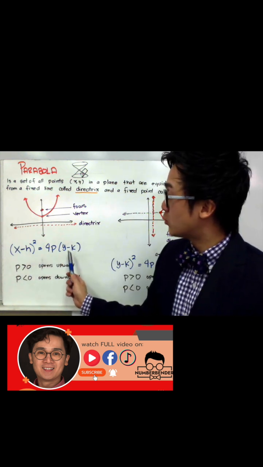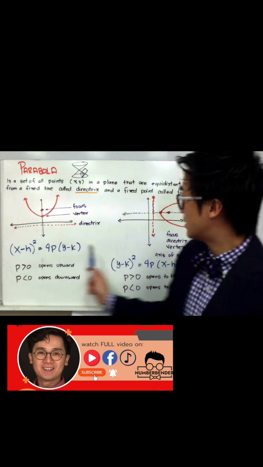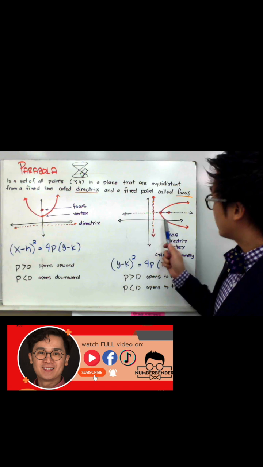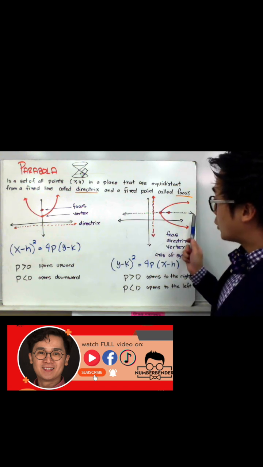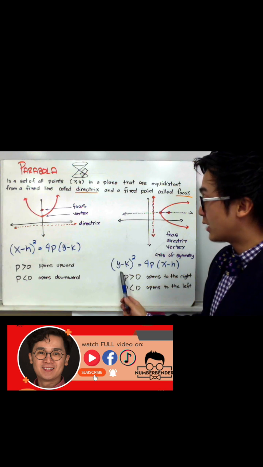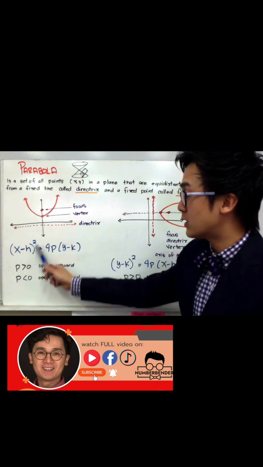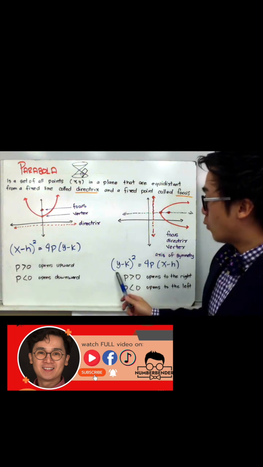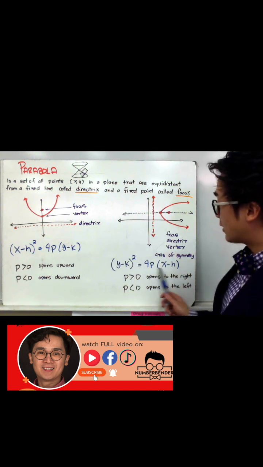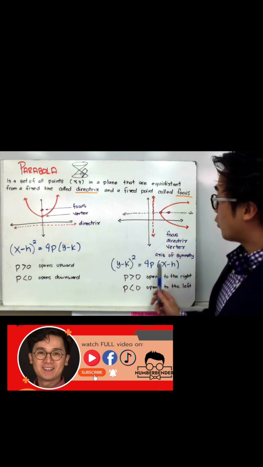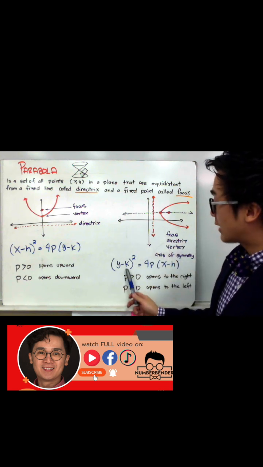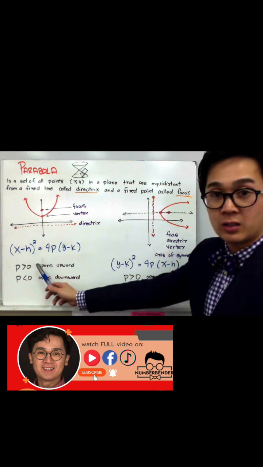Now, it will change when the parabola is opening sideways. This is an example of a parabola that's opening to the right. And if you'll notice, the standard equation of the parabola is now changed from (x − h)². Now we're using (y − k)² = 4p(x − h). So when the parabola is opening sideways, we are using (y − k)² instead of the other equation.